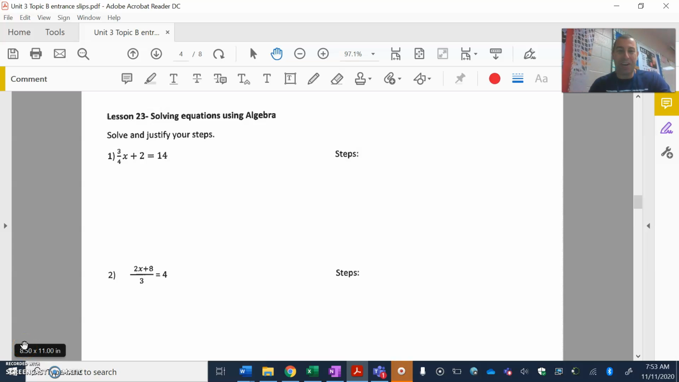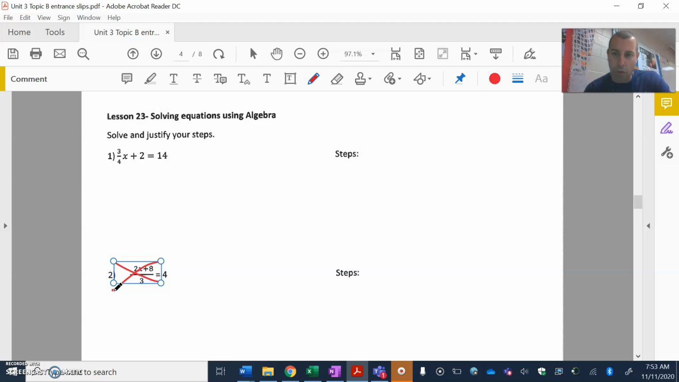Hey everyone, so we are in your lesson 23 entrance slips. All right. We're again going to focus on the solving of the equation here, especially because of the fraction that's in there. We're going to skip question number 2 right now. It's a good one, but it's just not something that we need to be pursuing at this time. So let's go on up here.